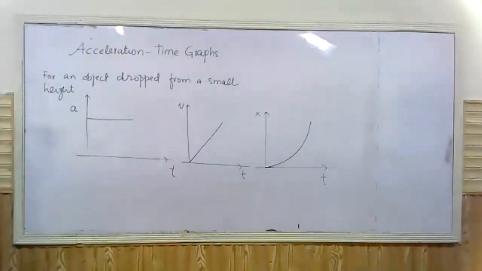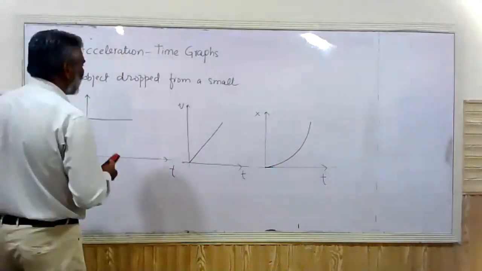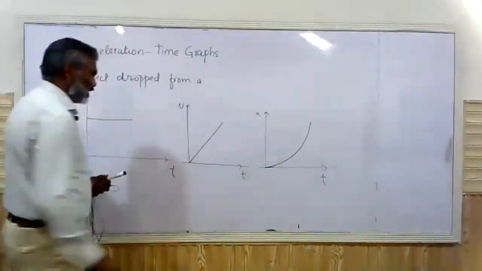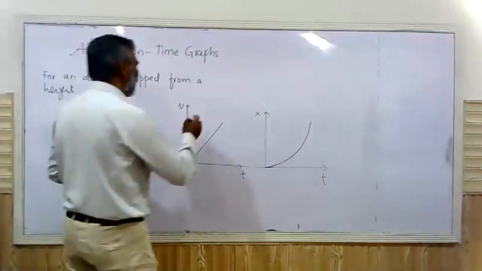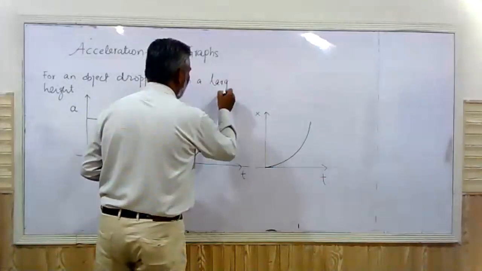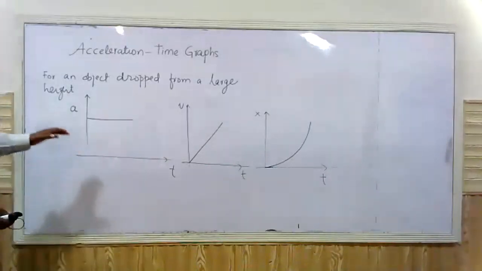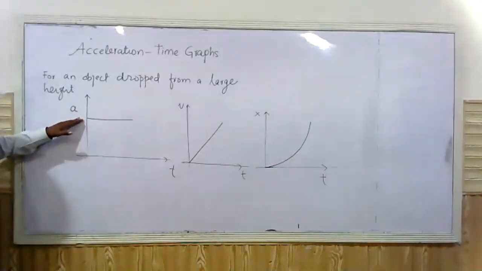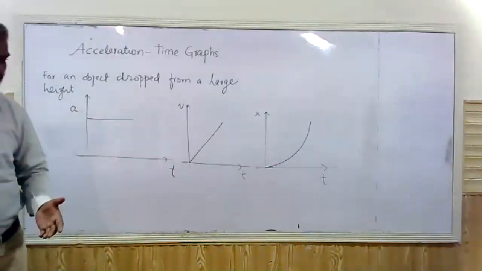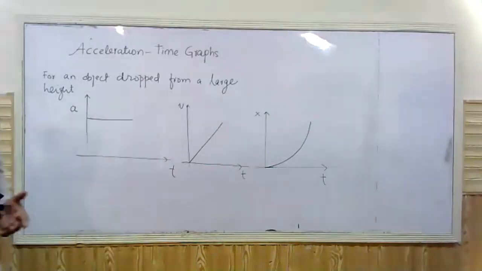But how do these graphs change if instead of a small height, we make it a large height? From a large height, acceleration will no longer be constant as the object falls. In the beginning, the acceleration is large because the object starts falling with the same 9.81. But as the object falls a few moments, the air drag becomes significant, so acceleration starts becoming smaller.